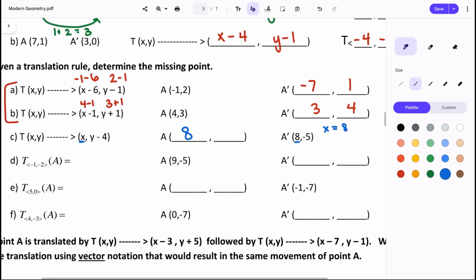Okay, now for the y, my rule says y minus 4, and my output here is negative 5. So y minus 4 equals negative 5. What would you get if you solve that? Negative 1. Good.